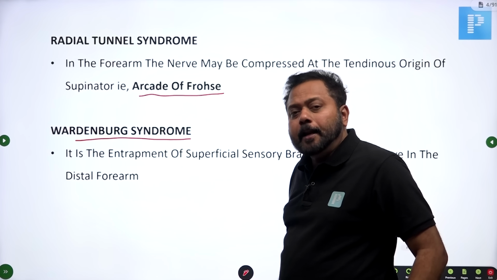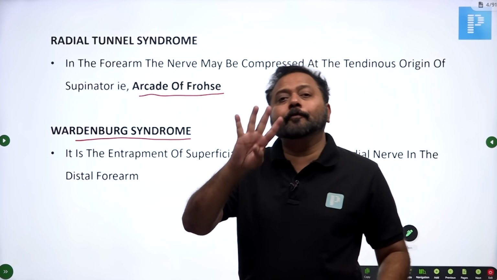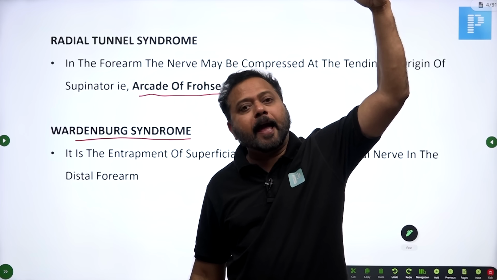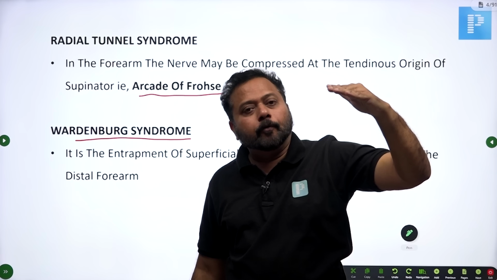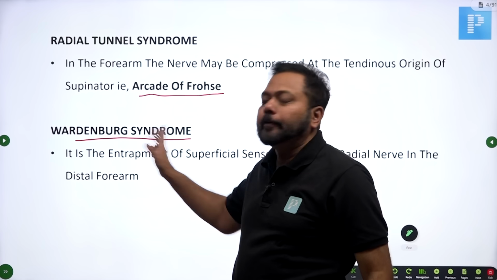So radial nerve compression can happen at 4 levels: very high in the axilla, high in the arm, low in the elbow and forearm, and very low at the level of wrist.